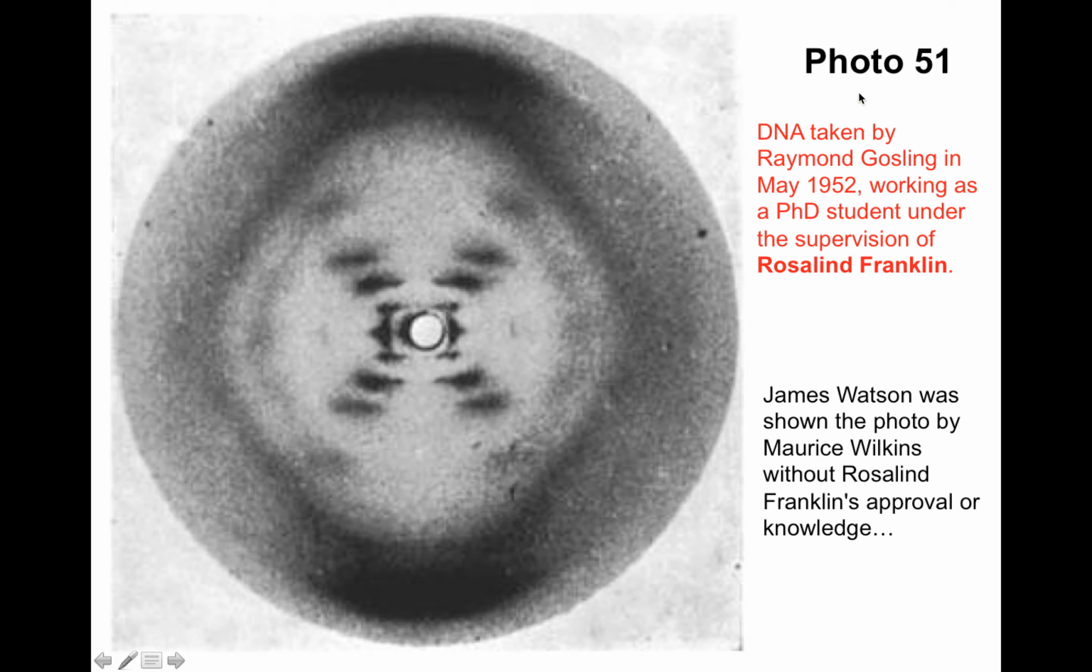This is a very famous photo 51, which was taken by Raymond Gosling, who was a student of Rosalind Franklin. There's a very famous or infamous story behind this photograph. Maurice Wilkins went into Rosalind Franklin's desk without her knowing it at all or her approval, took the photograph out of her laboratory notebook and showed it to James Watson, who, when he saw it, thought that it proved that the structure of DNA was a double helix because of this X-ray diffraction pattern.